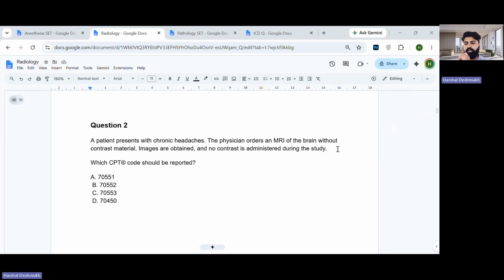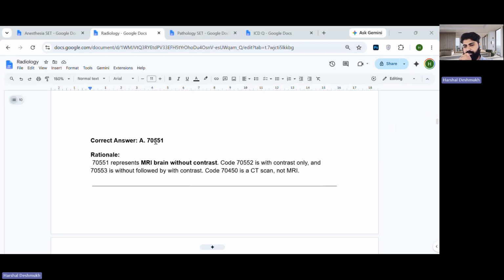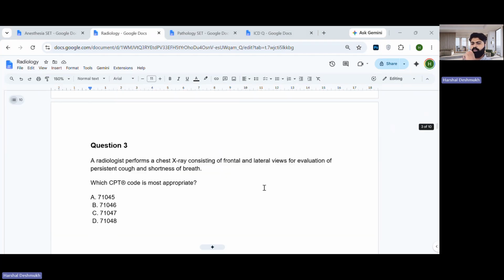Alright, if you have not got the answer, please pause the video. The right answer to this question is option A, 70551, as it represents MRI brain without contrast. 70552 is only with contrast, and 70553 is without followed by with contrast, and 70450 is a CT scan and not an MRI. Moving on to next one.